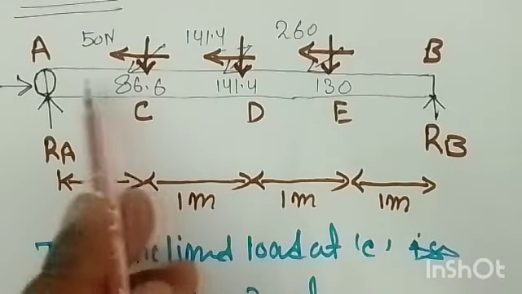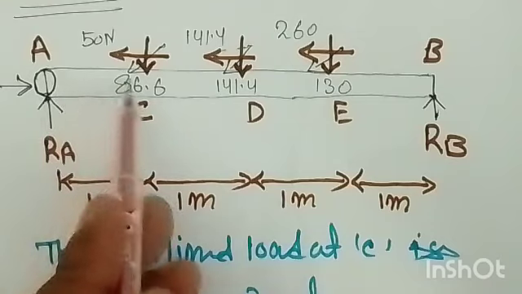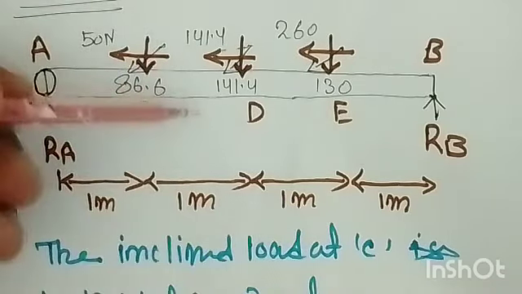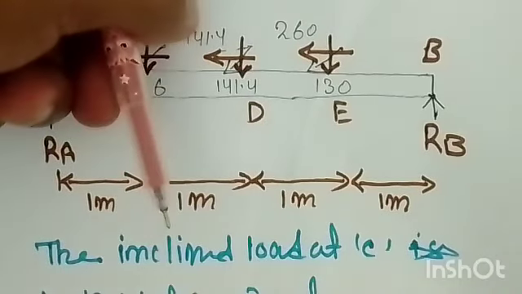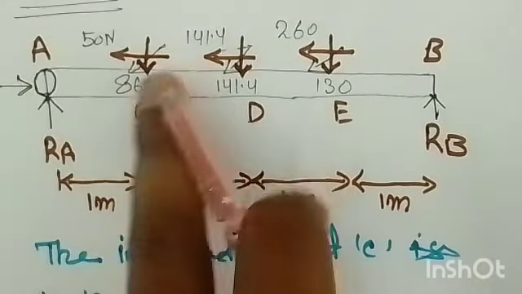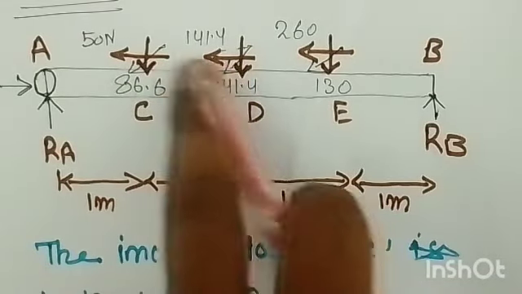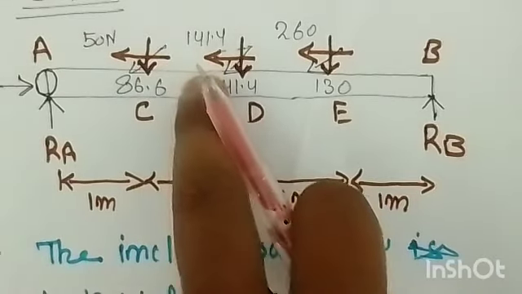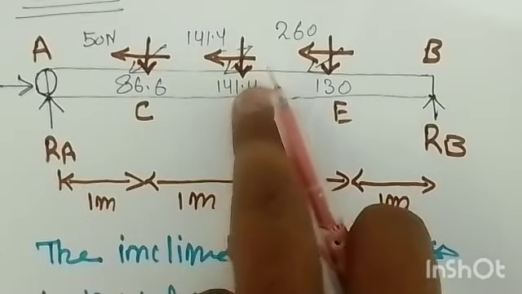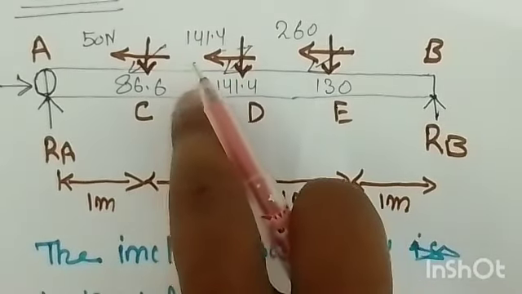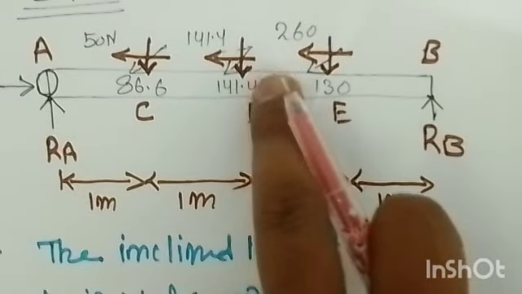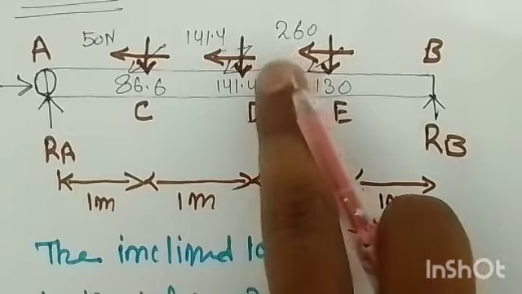Similarly, between A and C we don't have any forces, so between A and C the shear force will be constant. But when I reach C, there is a vertical load acting downward, so we should subtract this load from RA to get the shear force exactly at C. Again between C and D we don't have any forces, so the shear force remains constant. But when we reach D, a vertical downward force acts, so again we have to subtract this value from the calculated value. Again from D to E we don't have any other forces.